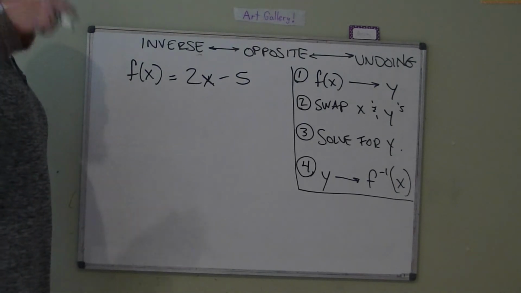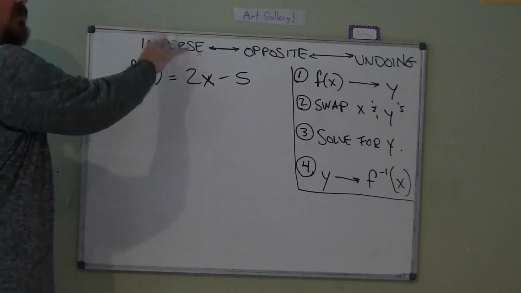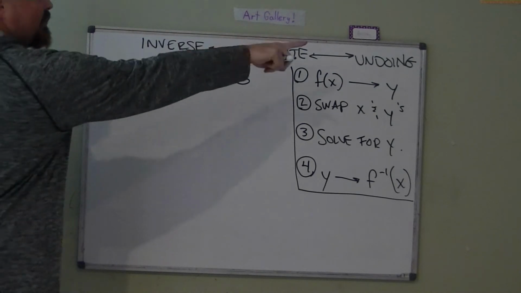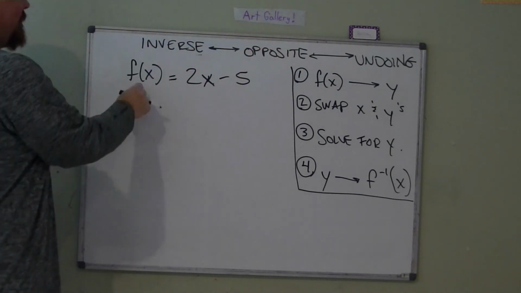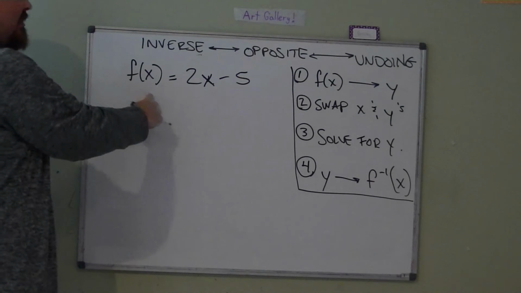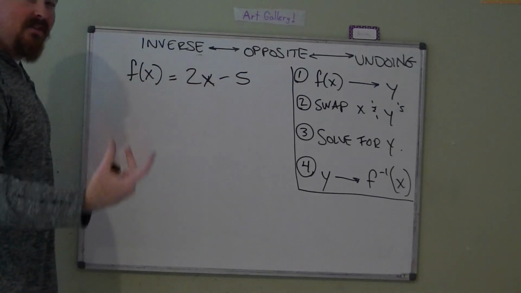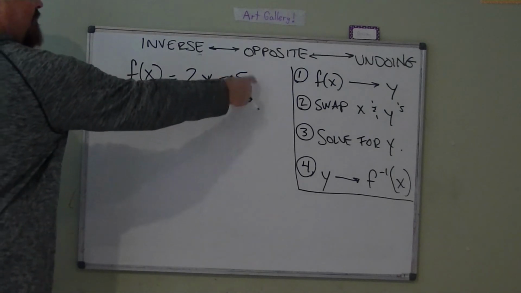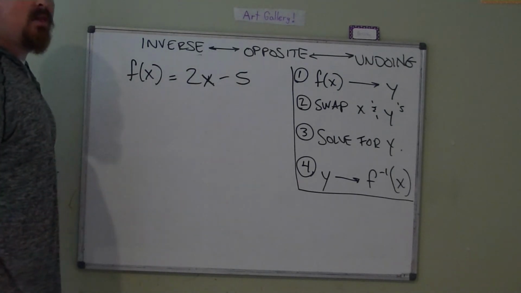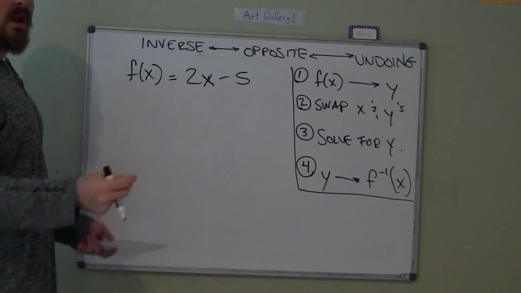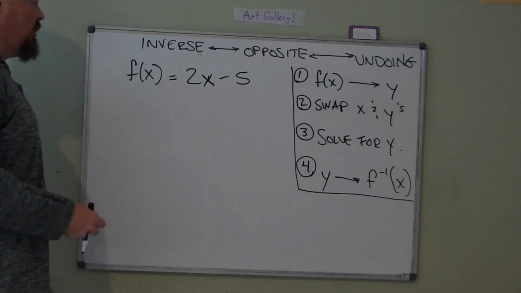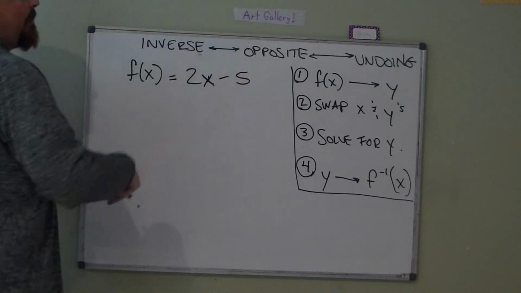So in my mind right now, knowing what we've talked about in terms of inverses and undoing, the inverse function of f is going to have the inverse of this, which would mean I'm going to be dividing by 2. And it's going to have the inverse of this, which means there's going to be a plus 5. Now how that looks when I write the function depends on how we go about solving this.